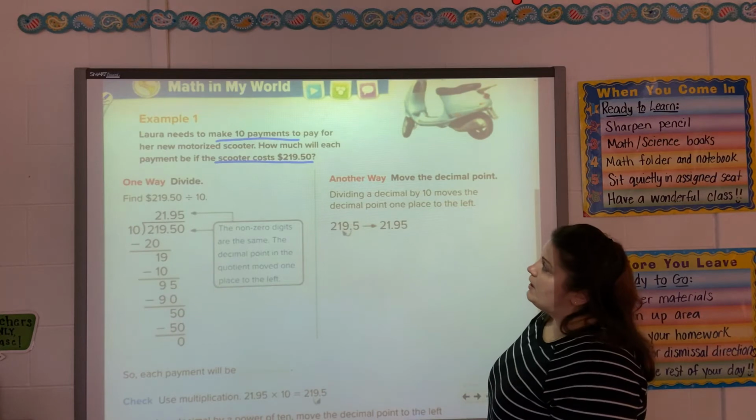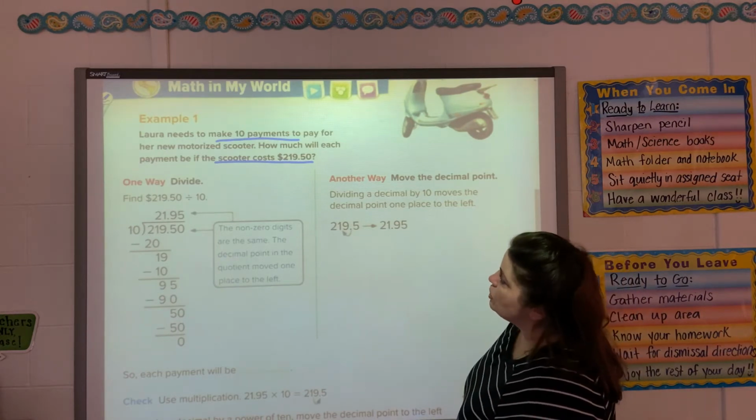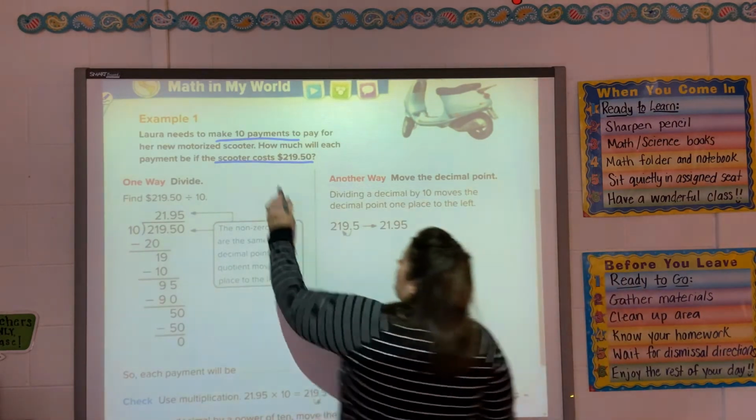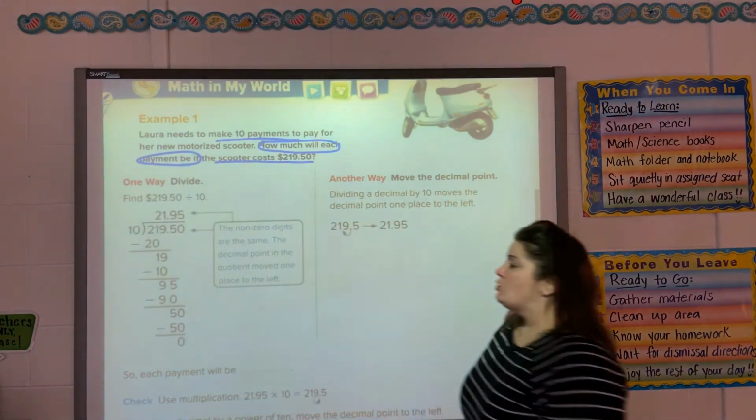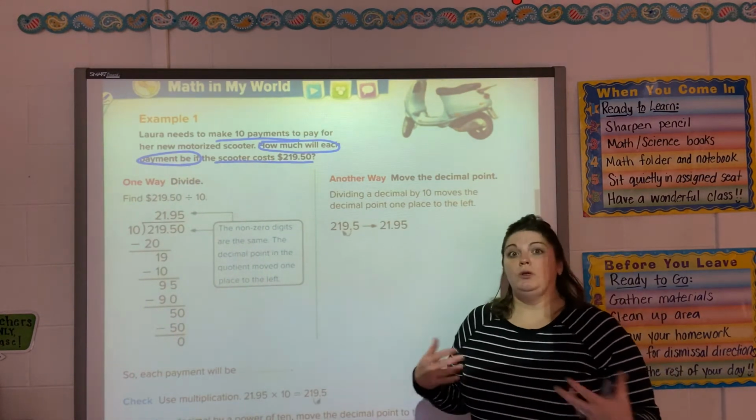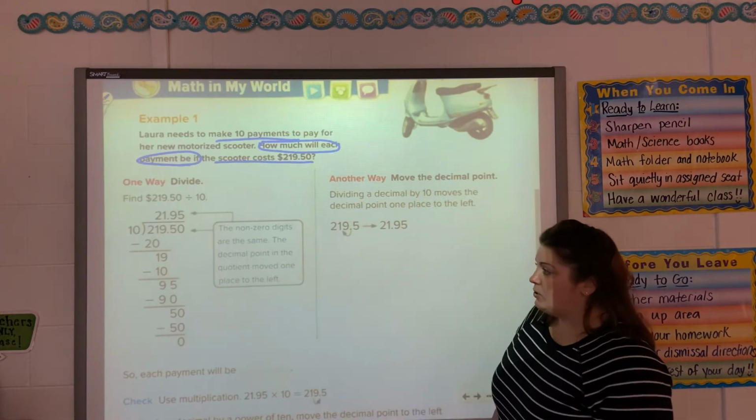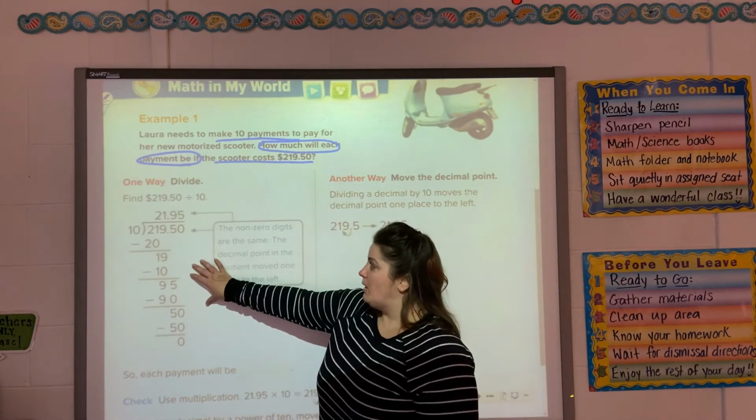What do I have to find out? How much will each payment be? Okay, so my question is, how much will each payment be? So one way to do this is to do the long division. And as you can see, long division is right here.